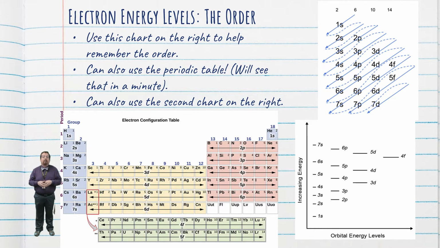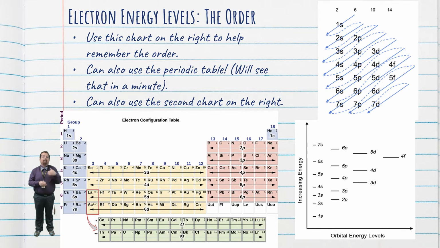Then to figure out the order, we simply start on the top right and draw an arrow to go down. Once we run out, we start back on the next, just under the top right, and go down again. So the first arrow goes through 1s, the second arrow goes through 2s, and the third arrow, just follow these arrows on this chart, will hit the 2p and then the 3s. And then it'll go to 3p, 4s, 3d, 4p, 5s, etc., etc.